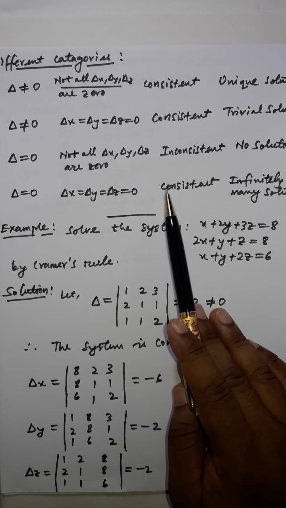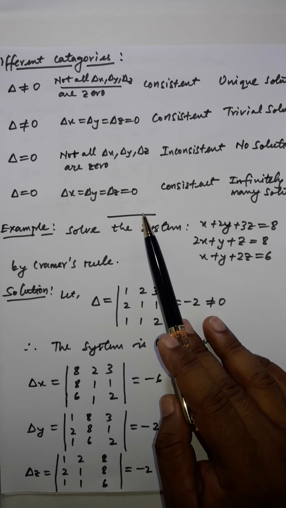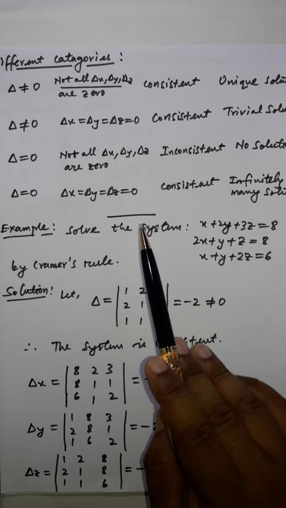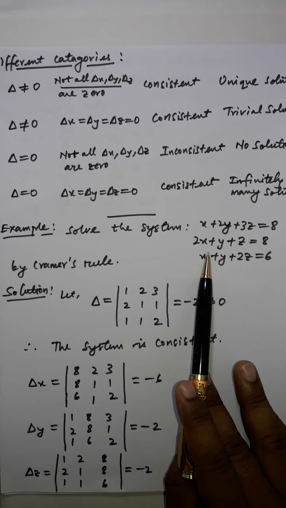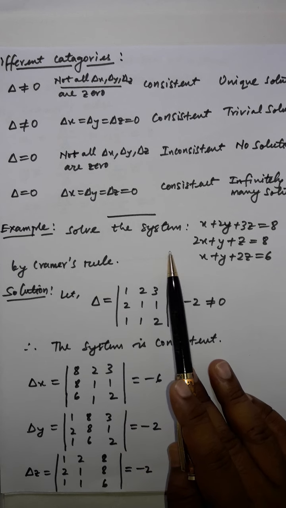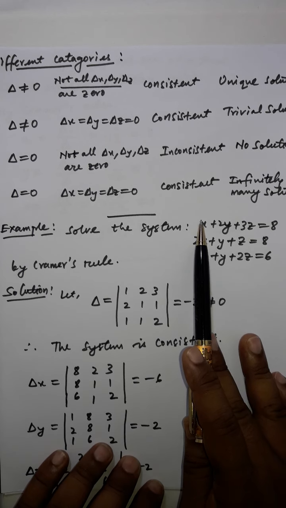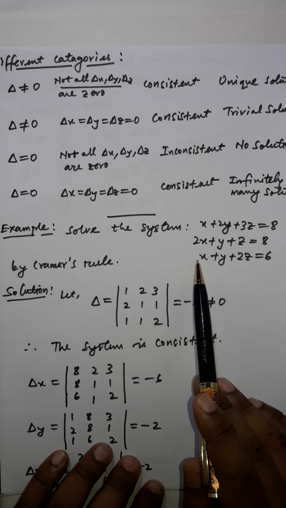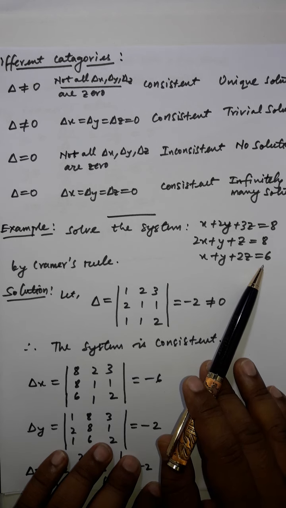Okay friends, so this is the category. Now let's take a good example of a system of linear equations and solve it by Cramer's rule. I have taken one example here. You can see I have taken a 3 variable linear equation system to solve.